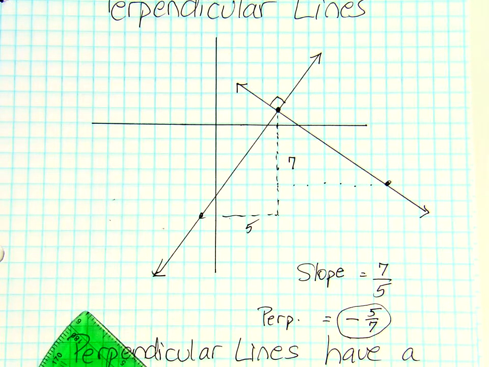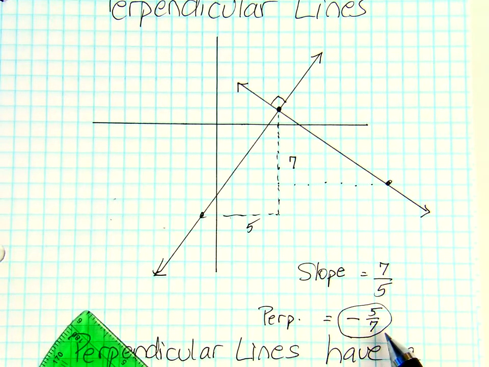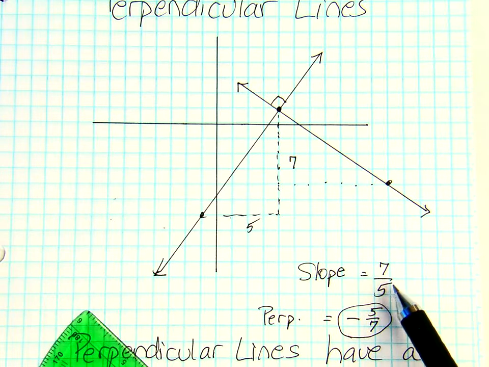So that's really kind of it. Negative reciprocal. You've got to just remember, if your original slope is positive, then your perpendicular slope is negative. If your original slope is negative, then your perpendicular slope will be positive. And then you just have to take the reciprocal of your original.